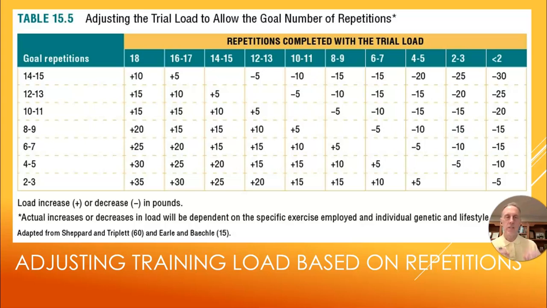So what they're saying on this is, if you have a client and you're trying to work them within a particular rep range, here it's 8 to 10, that's why it's blank, 8 to 10.